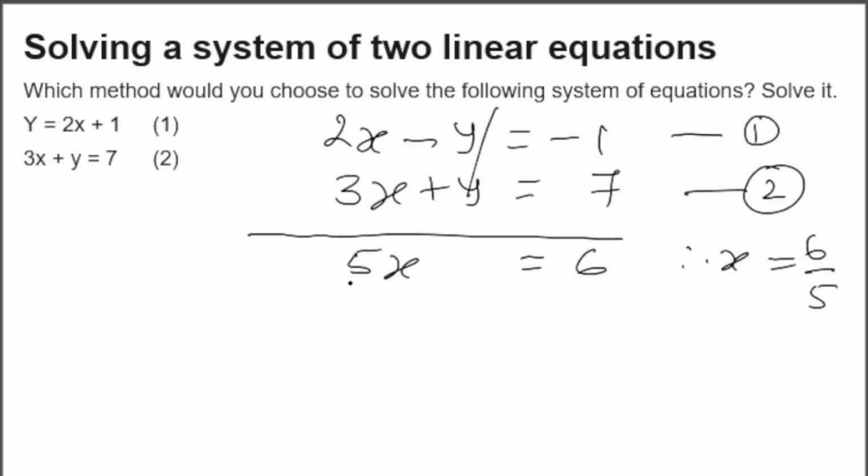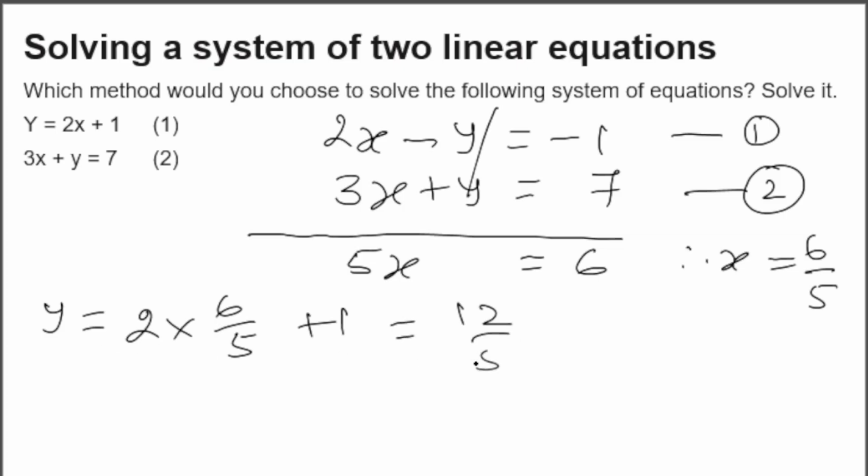Or you can say, if we shift this 5 to the right hand side, here we are multiplying x with 5, and when we shift it to the right hand side, 6 will be divided by this 5. Now put this value into equation 1. So y is equal to 2 into 6 upon 5 plus 1. This way we'll get the value of y.